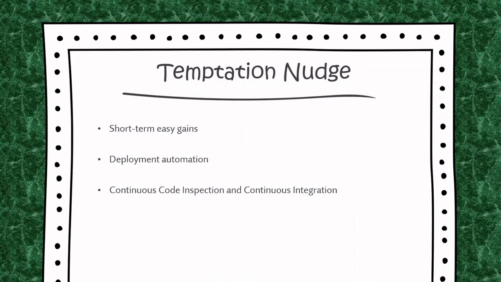Temptation nudge. Use short-term, easy gains as incentives to break the resistance. Implement deployment automation for the dev or staging environment so the teams can realize the benefits of end-to-end automation. Continuous code inspection and continuous integration are relatively easy to implement. So start with easy to implement continuous practices for large scale implementation, and that will help for visibilities and tracking.